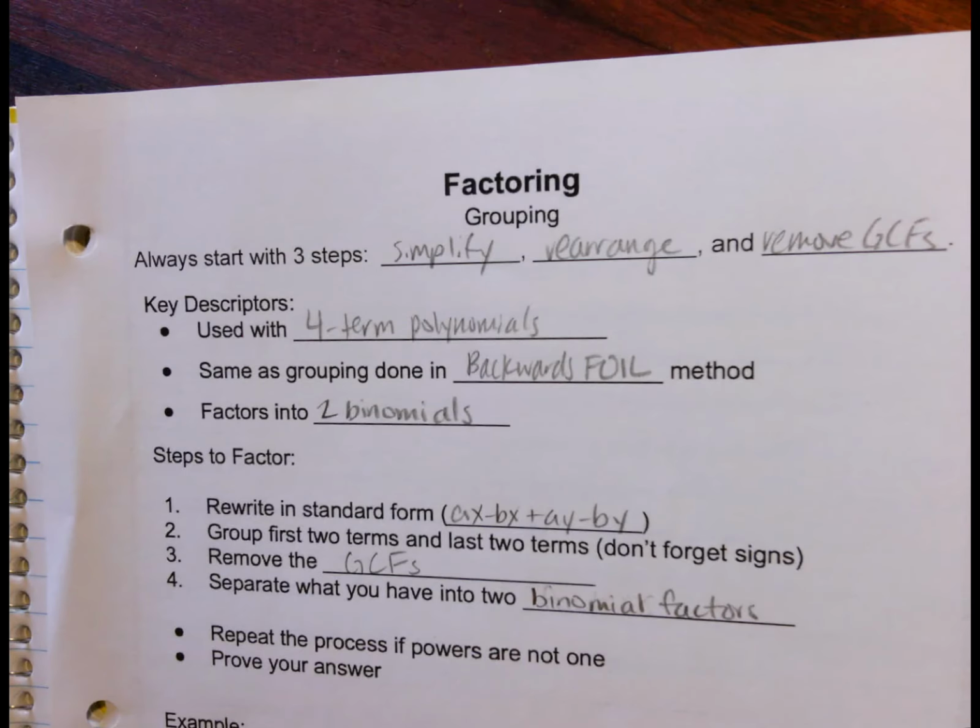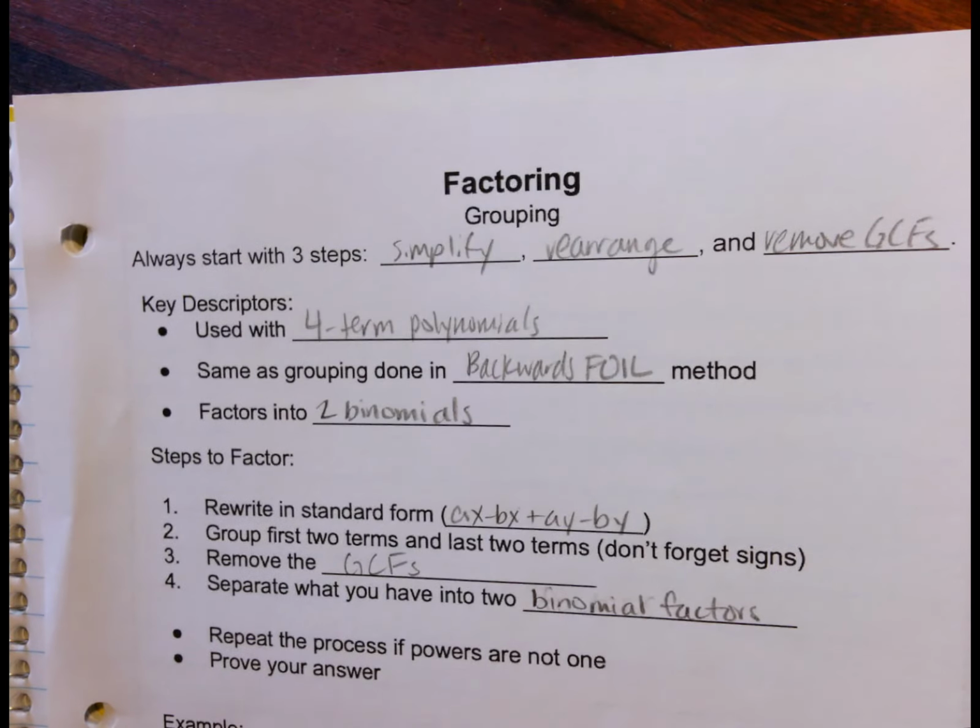All right, guys, so we just went over the notes for factoring by grouping. So just a quick recap. Remember, these are 4-term polynomials. Grouping is the same process as the backwards FOIL. It's just a part of that process.